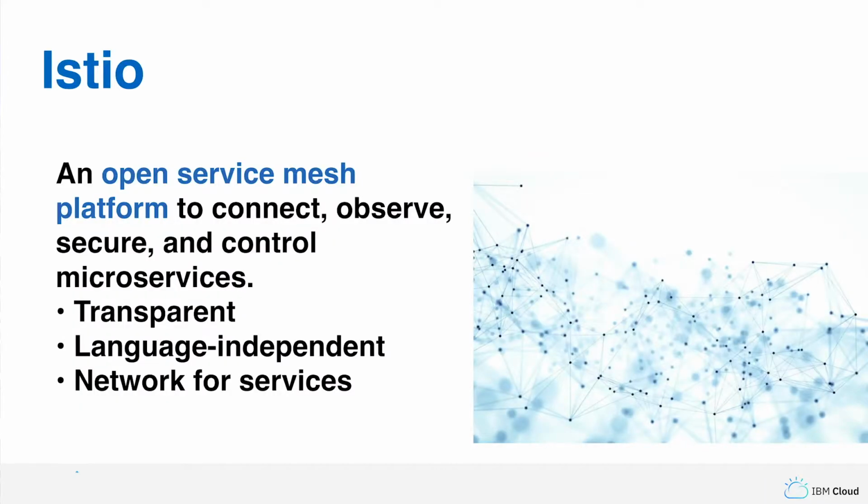So what is Istio? Istio is an open service mesh platform to connect, observe, secure, and control your microservices. And what's really neat about Istio is that it's an open platform, first of all. It was a project funded by IBM, Google, and Lyft in May last year. And the community has grown to 200-plus contributors, and it's a really thriving community. Red Hat is a big contributor, Cisco, VMware, and all the other big companies, and even a couple of startups too.